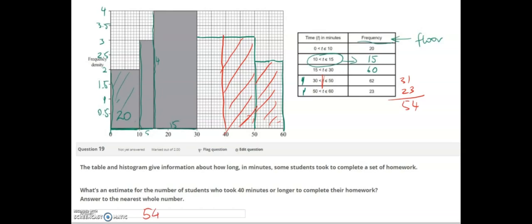And in the histogram, I have done the same thing. So we've got between 40 and 50, that is 10 times 3.1, that gives me 31, which is the same as this. And we have 10 times 2.3, which is 23. So both together give us 54.